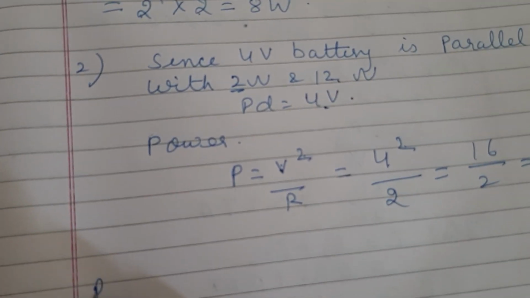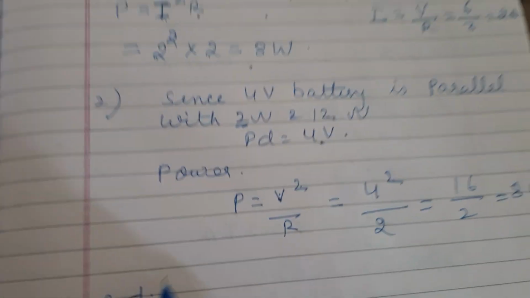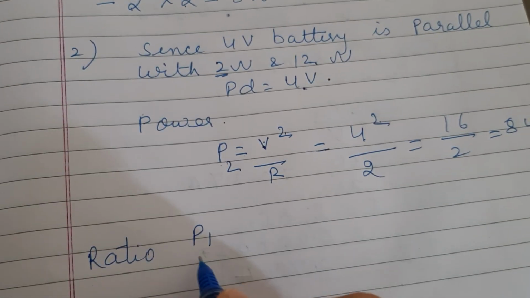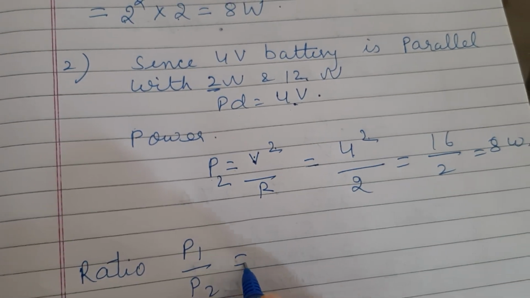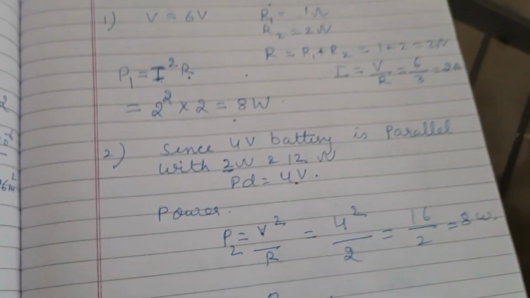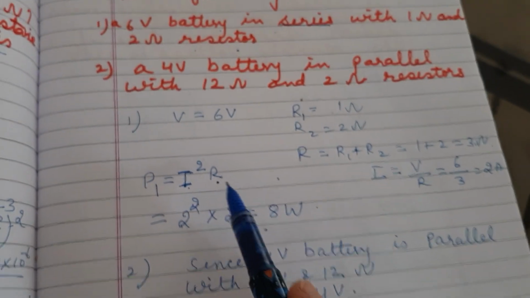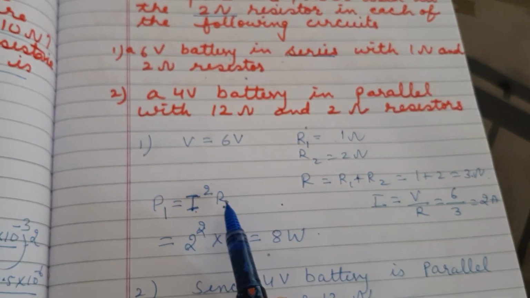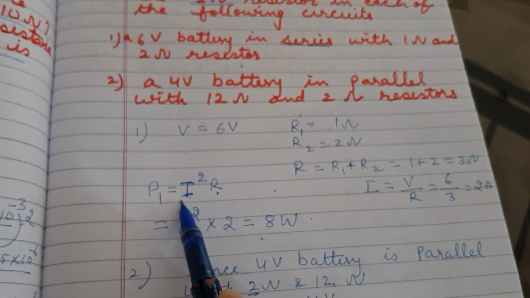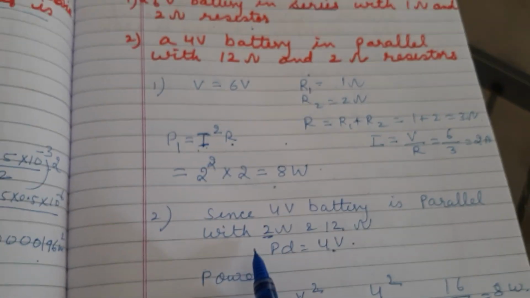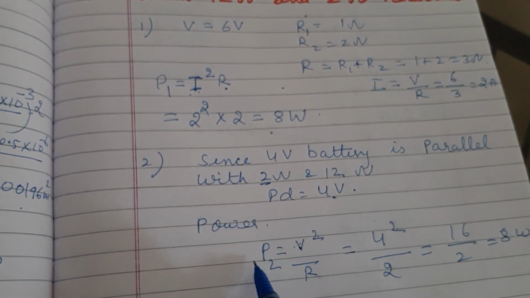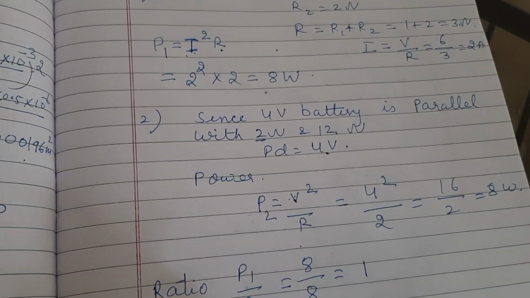Now their ratio. Suppose this is P1 and this is P2. So ratio of P1 upon P2 will be equal to 8 divided by 8, which is 1. So this is the ratio. Students, always keep in your mind, in series combination the current remains same. So that's why for power this formula will be used, and for the parallel combination V remains same. So that's why for power we use the formula P is equal to V square upon R.